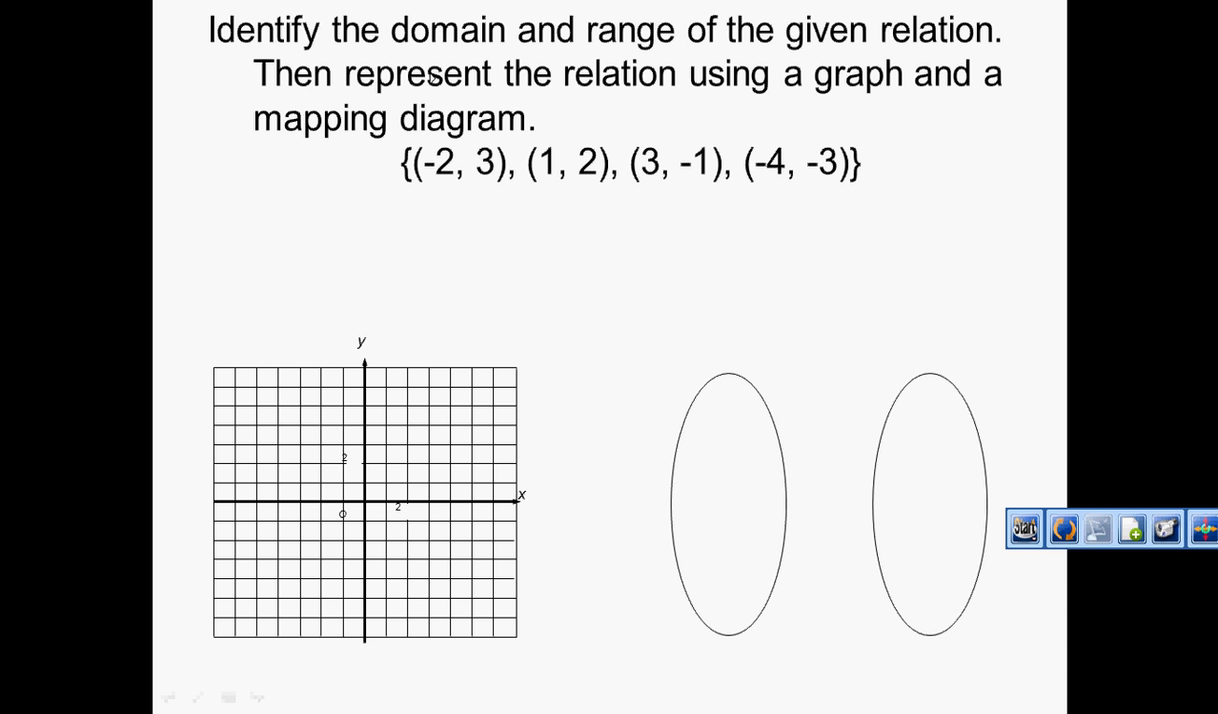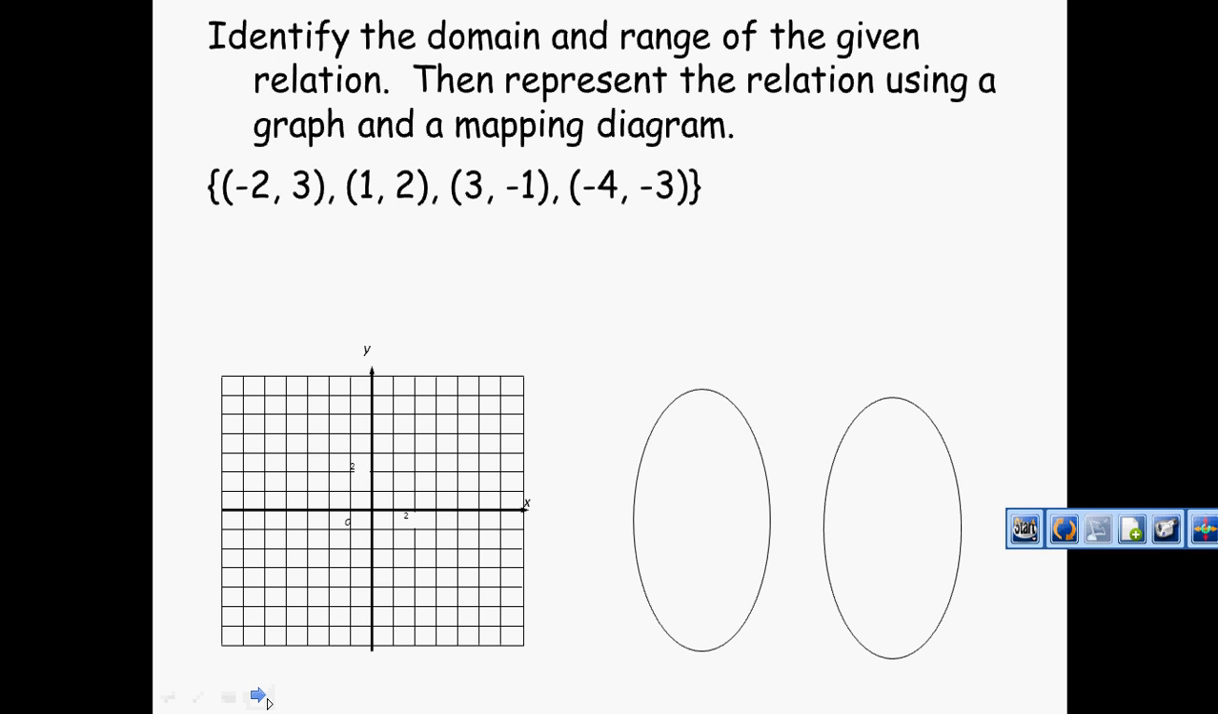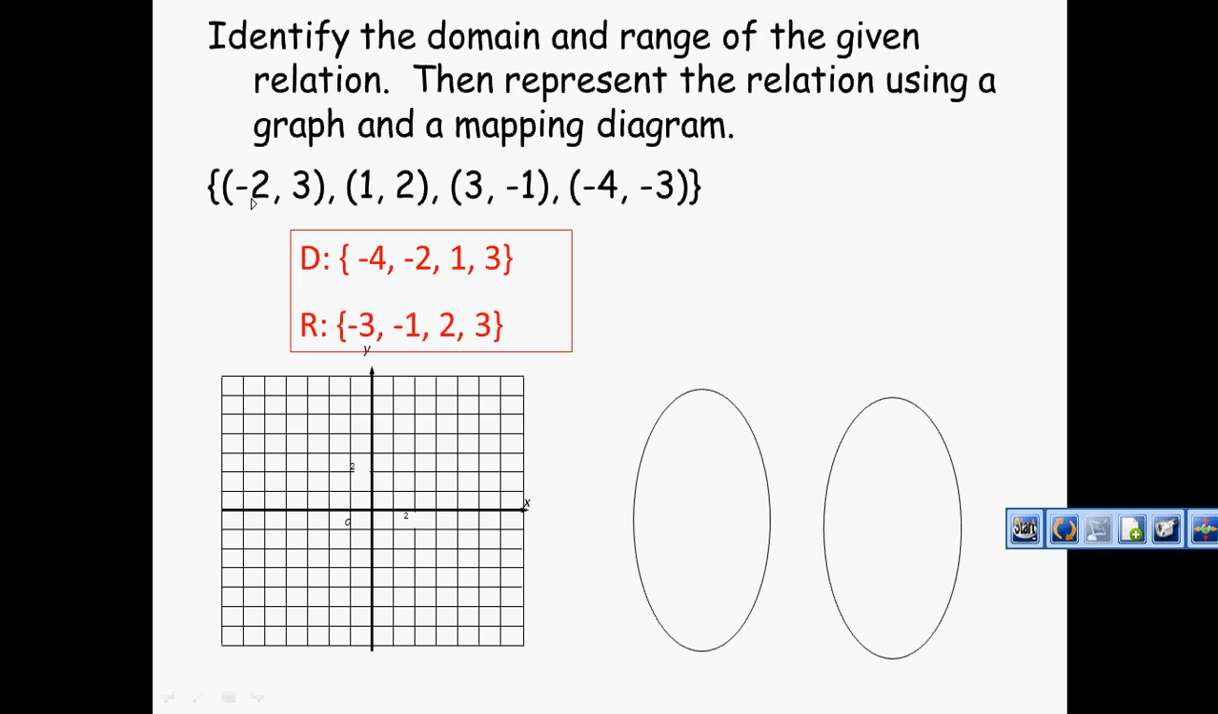So now they want me to identify the domain and range of the given relations, then represent the relation using a graph and a mapping diagram. Y'all are usually pretty good at this. So you're just going to use your mappings. I know that my domain is my x values. So I have -2, 1, 3, and -4. Remember, we always put them in the correct order. And then my range is my y values. So I'm going to have -3, -1, 2, and 3.